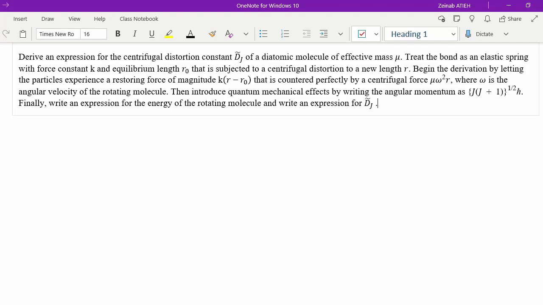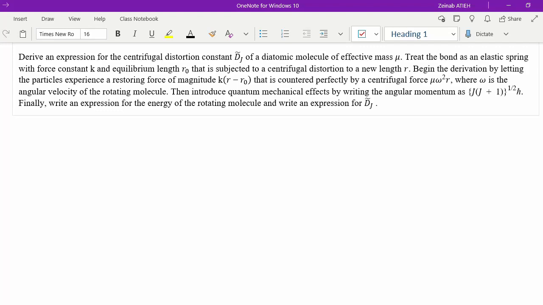Then we're going to let the particles experience a restoring force of magnitude k(r minus r0) that is encountered perfectly by a centrifugal force. So there's an equilibrium between the restoring force and the centrifugal force, where omega is the angular velocity of the rotating molecule. Then introduce quantum mechanical effects by writing the angular momentum as h bar radical j(j plus 1). Finally, write an expression for the energy of the rotating molecule and write an expression for dj.